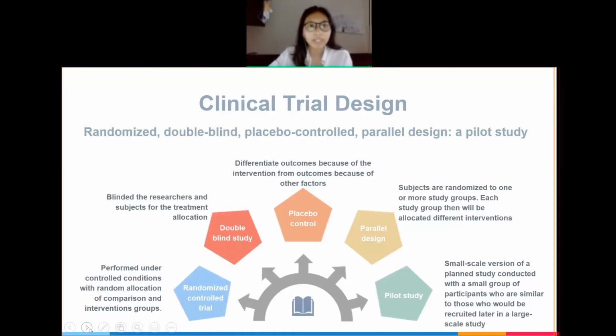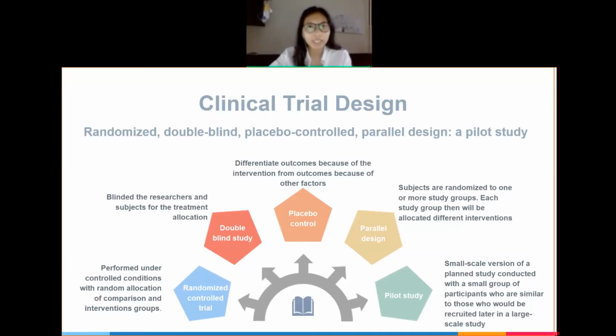Next, the double-blind study is a study that blinds the researchers and subjects to the treatment allocation. And the placebo control helps to differentiate outcomes because of the intervention from outcomes because of other factors. This design is unethical to use if an effective standard treatment exists. Therefore, the placebo control design can only be used if there is no effective treatment.